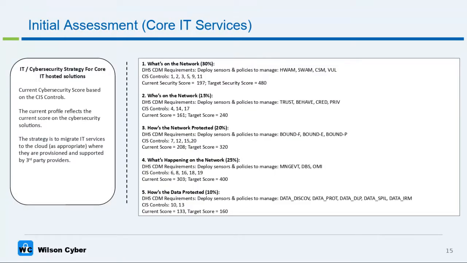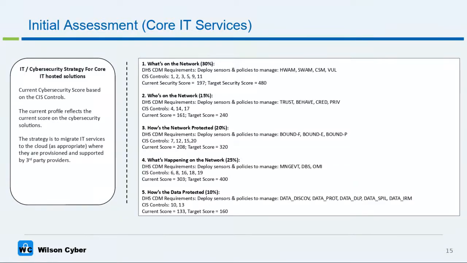We will look at the initial assessment. These are the areas of focus for our controls. IT cybersecurity strategy for core IT solutions. Current score is based on the CIS controls. Current profile reflects the current score on the solution. Strategy is to migrate IT services to the cloud as appropriate, where they are provisioned and supported by third-party providers.